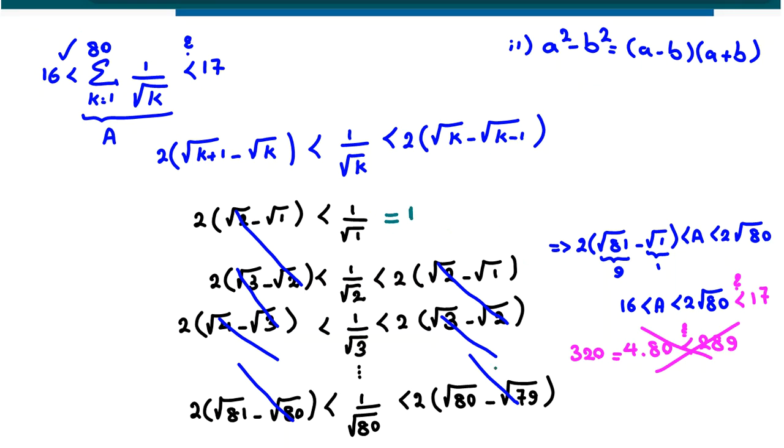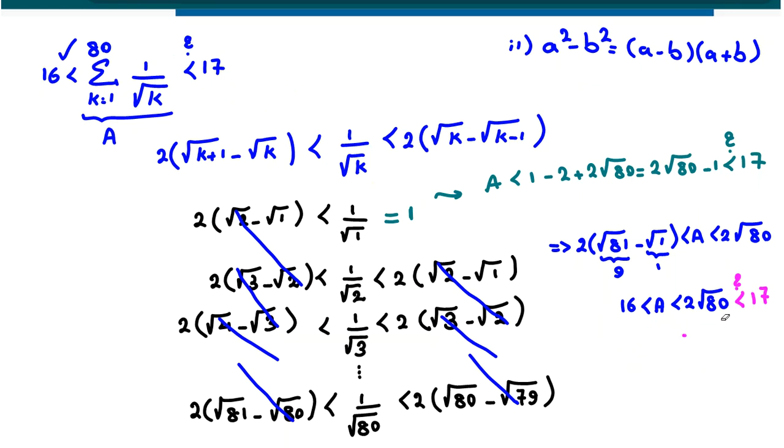Okay, and from here, let's cancel. So if we consider now, if we add all these things, again 1 equality and all of them less than. So if you add, A will be less than 1 plus 2 times negative 1 minus 2 plus 2 root 80. So it will be 2 root 80 minus 1. Okay. Now I want to prove that it is less than 17. Okay, so let's prove this part. If we prove this, then this part will be proved. So let me erase this part.